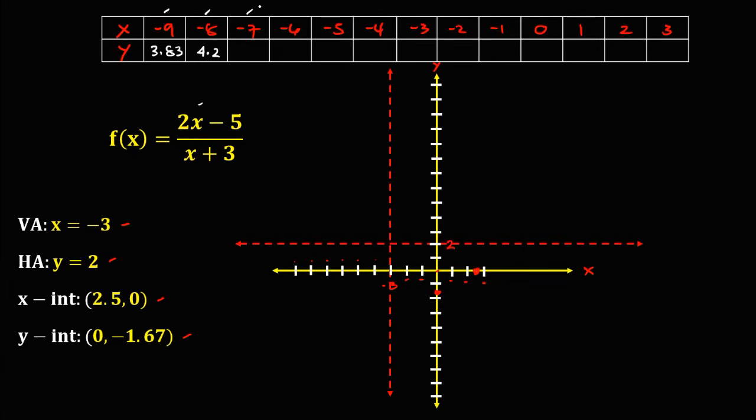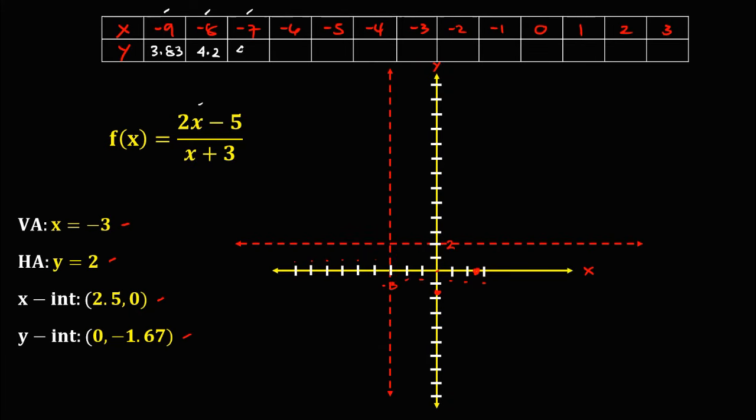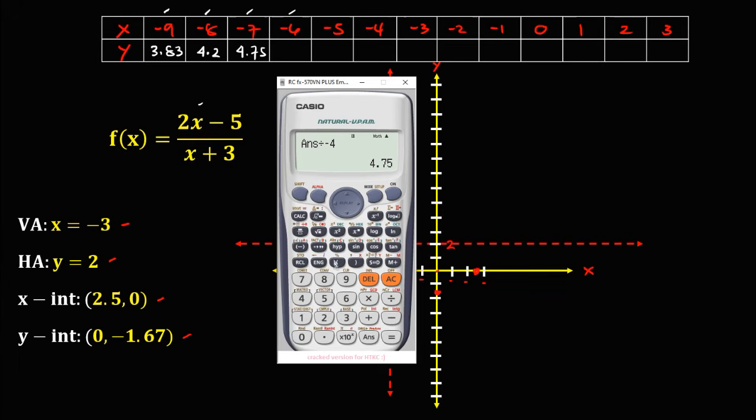Then if x equals negative 7, we have 2 times negative 7 equals, minus 5 equals, then divide. So negative 7 plus 3, that's negative 4. So divide by negative 4, that's 4.75. So this one is 4.75.